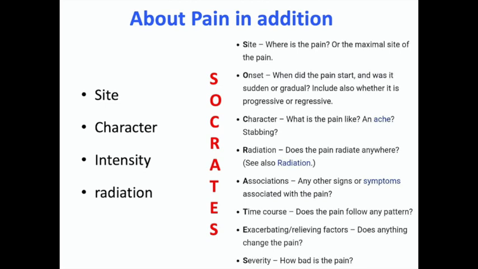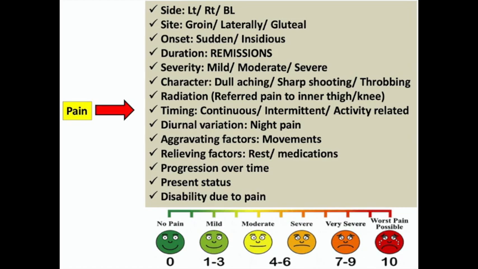So you want to know about the site, the onset, the character, is there any radiation, is there any association like maybe morning stiffness, which invariably is a starting point. Elbow could be a starting point for a rheumatoid arthritis patient. The time course, does the pain follow any pattern, any exacerbating or relieving factors, and the severity, how bad is the pain. So if pain is one of the symptoms, you actually need to go into slight amount of detail, even if it is a short case. You need to know about the severity, the relieving factors, the progression, and the present status.